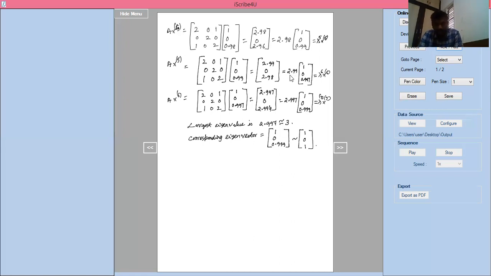If you see the eigenvalue also, here 2.98 is there, here 2.99 is there. Both are not matching. But in the 6th iteration, A x power 6, we get 2.99 here and 2.99 there. Even the corresponding eigenvector is coming accurate, approximately the same. So that's the time we stop the process.